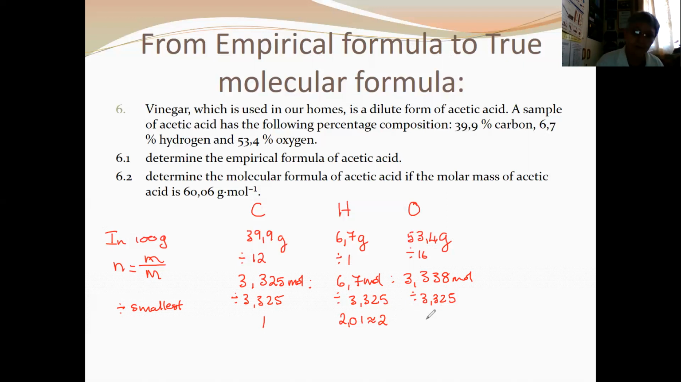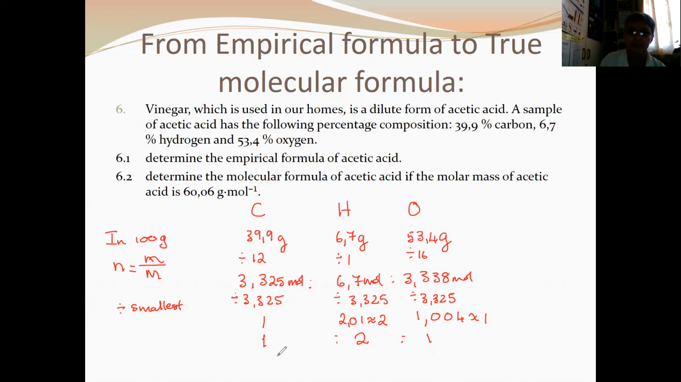And 3.338 divided by 3.325 gives you 1.004, which we round to 1. So the mole ratio is 1 mole carbon to 2 mole hydrogen to 1 mole oxygen.